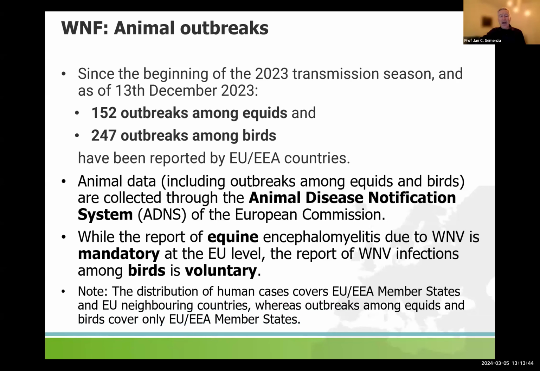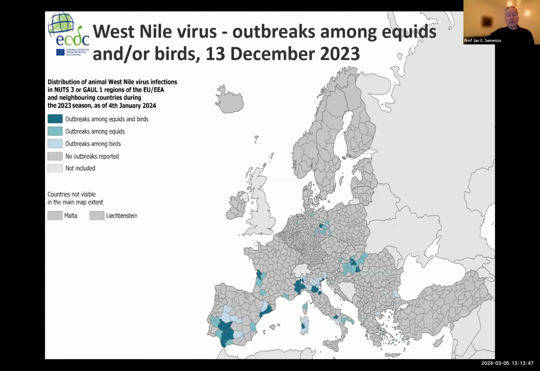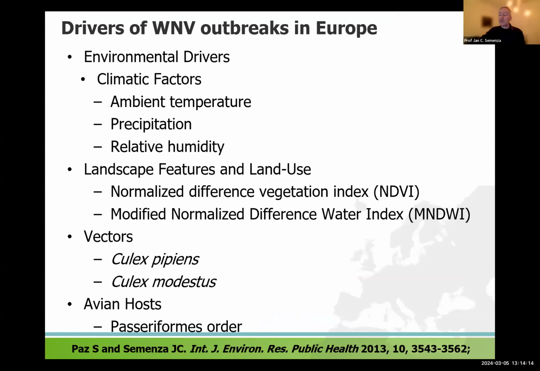So these maps that ECDC produces with this type of data are unreliable in the sense that the surveillance system throughout Europe is not as consistent as it is for human cases, obviously, and in part based on voluntary reporting when it comes to bird infections with West Nile virus. But you can see there is still a certain overlap with human cases, similar to the map that we had seen before. But as I mentioned, the surveillance system here is not as sophisticated as the one for human cases.